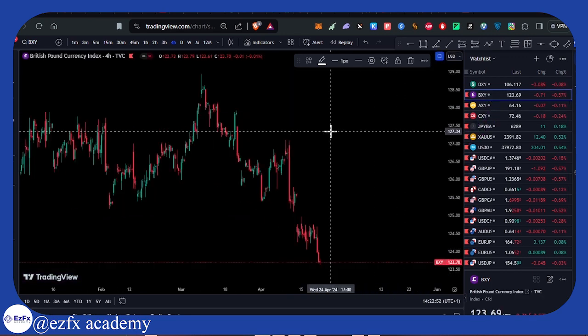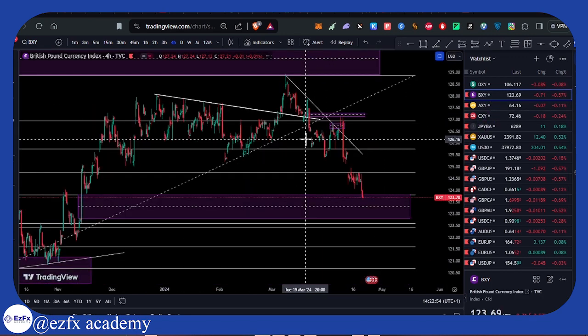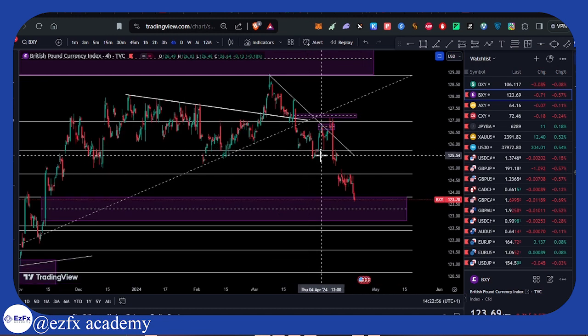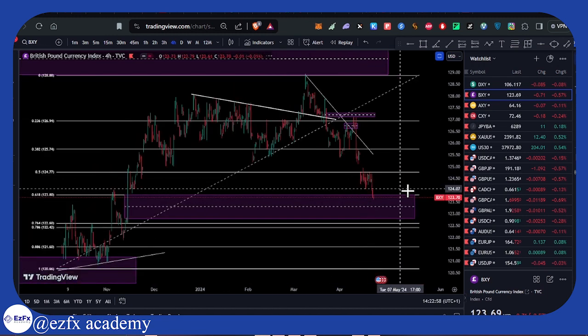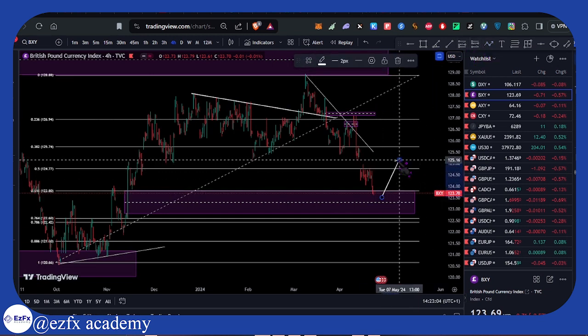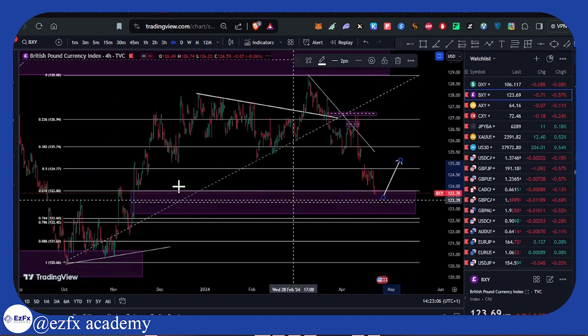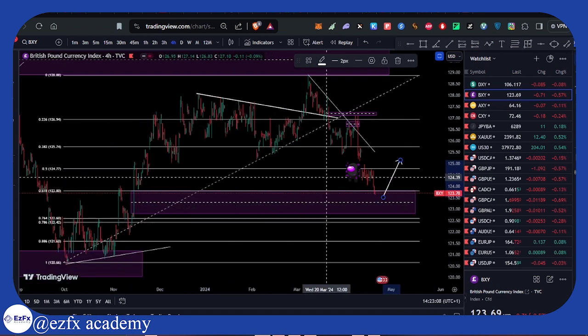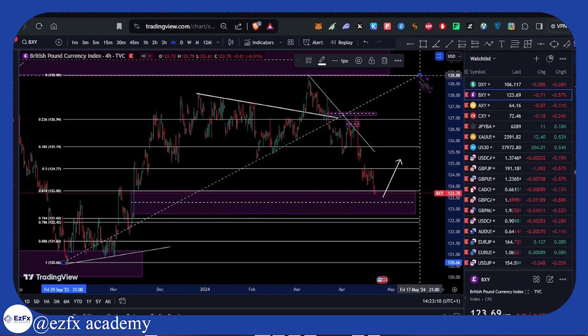So quickly, let's go next into the BXY, the British Pound Currency Index. And for this week on BXY, I'll be expecting BXY to become bullish. I'll be expecting BXY to become bullish. It might not necessarily be something long, but we've seen that price has currently come into, let me remove this to make things a bit clearer.